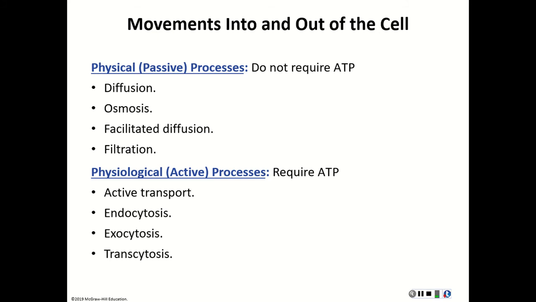Next, we'll talk about movement in and out of the cell. Keep in mind that some movements are passive while others are active. Passive movements do not need ATP. They happen without any energy required. Active processes do require ATP. The passive ones are diffusion, osmosis, facilitated diffusion, and filtration, while the active processes are active transport, endocytosis, exocytosis, and transcytosis.